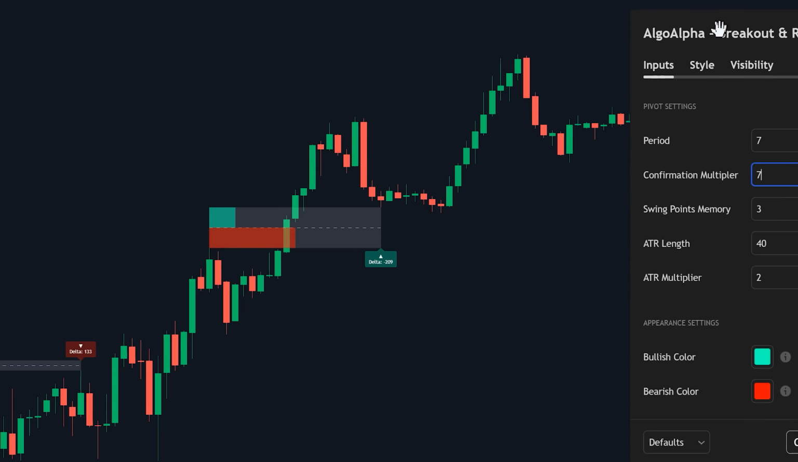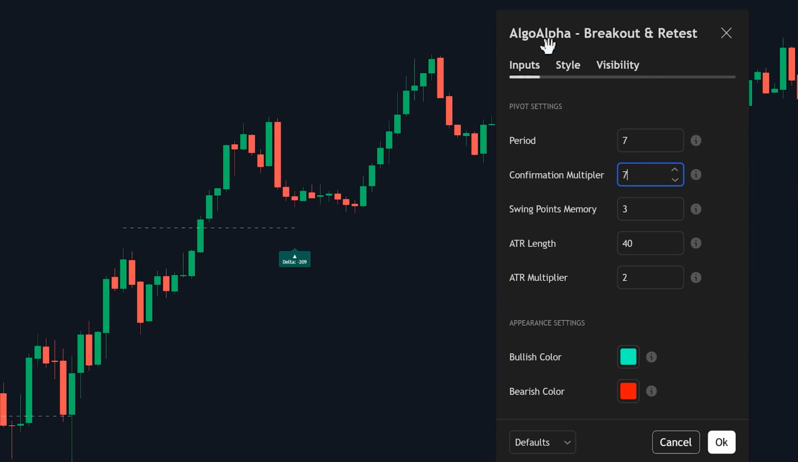This is going to ensure that after a retest has occurred, the signal is going to be printed just one candle later, and I recommend you do the same. The swing points memory basically represents the number of recent swing points to keep in memory for analysis.